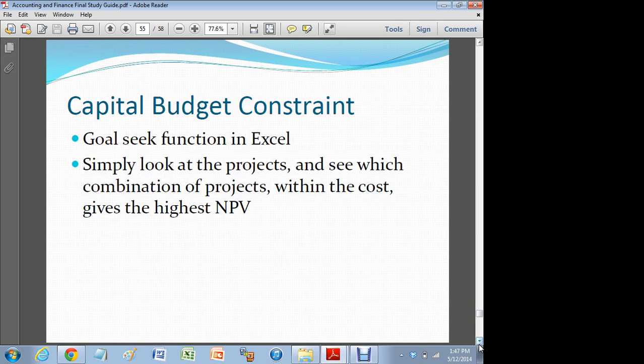If there is a capital budget constraint, all you're going to do is, in an exam, the numbers will be simple enough that you just look at the initial cost, and you're still trying to maximize your NPV, but now the only constraint is that your initial cost cannot be more than the constraint that you have. And again, the numbers will be simple enough for the exam that you won't need any software.